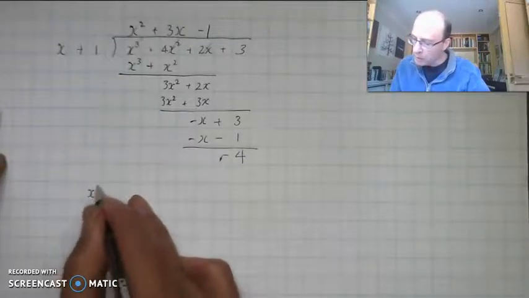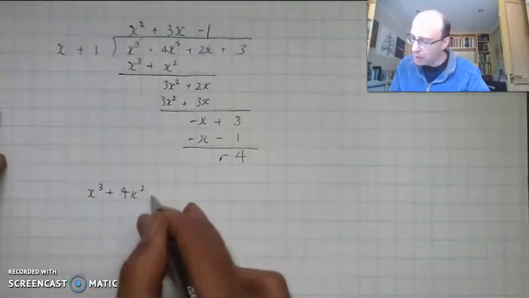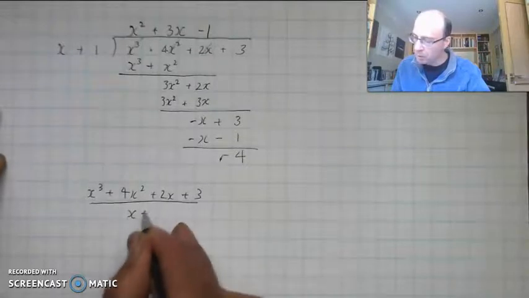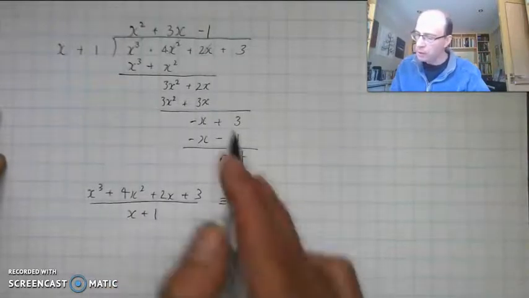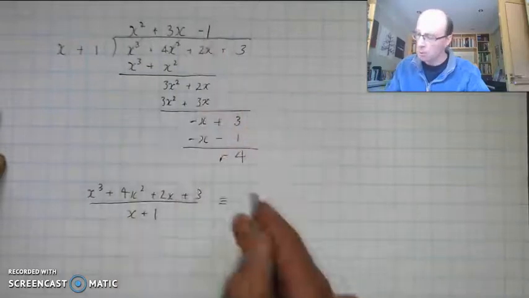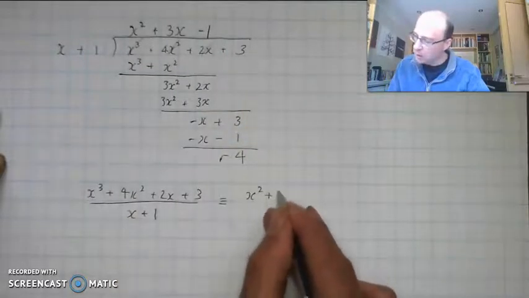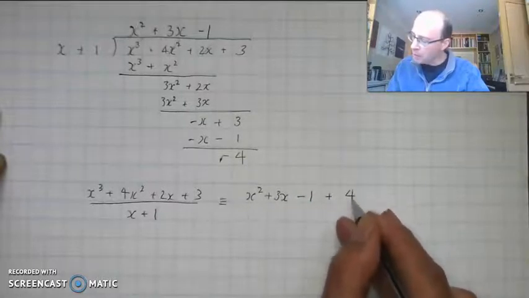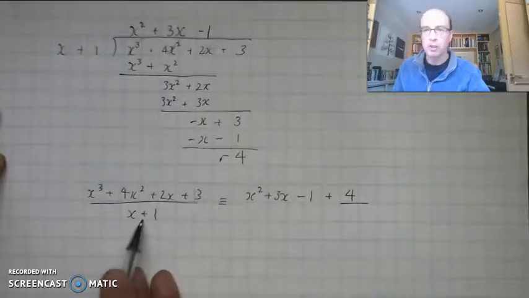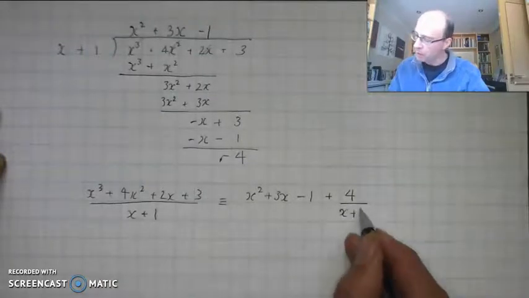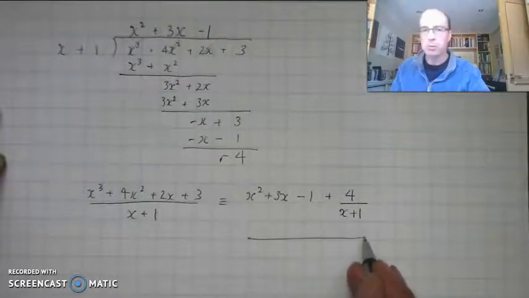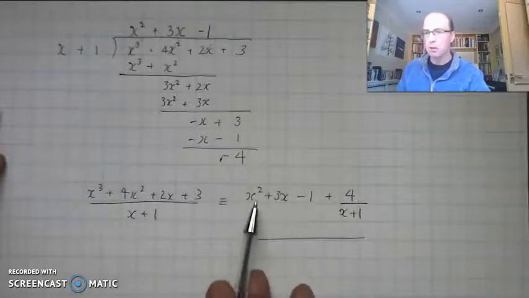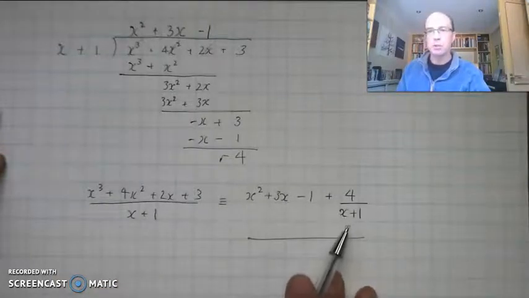So what have we done? We've done x cubed plus 4x squared plus 2x plus 3, and we've divided it by x plus 1. And it's equivalent to whatever we've got across the top: x squared plus 3x minus 1. And we were left with our remainder 4. For what? Well, we were dividing by x plus 1, so 4 divided by x plus 1. And we've converted this pretty horrible fraction into a polynomial and a very simple fraction.